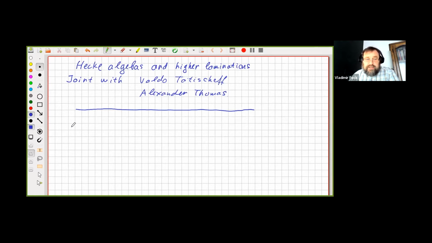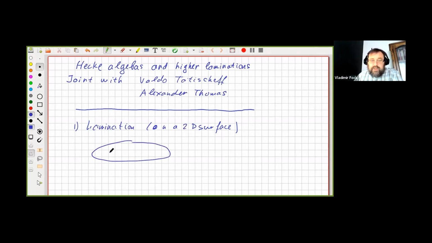Just one small recollection of what laminations and Hecke algebras are. So first, what are laminations? For simplicity, I'll speak about a closed surface, but later on open as well. We have a surface, and a lamination is simply a collection of non-oriented curves.